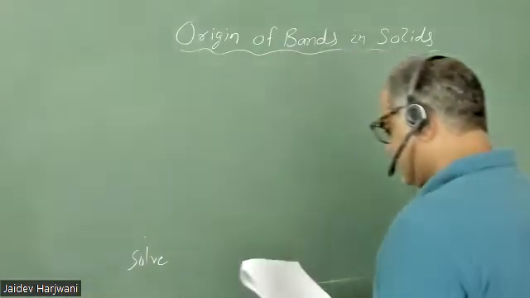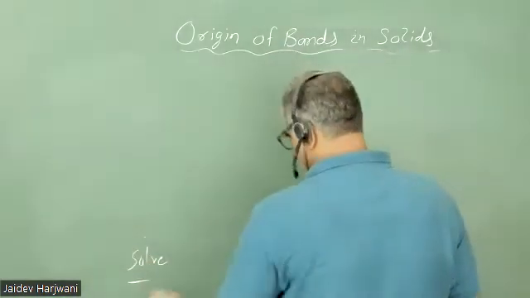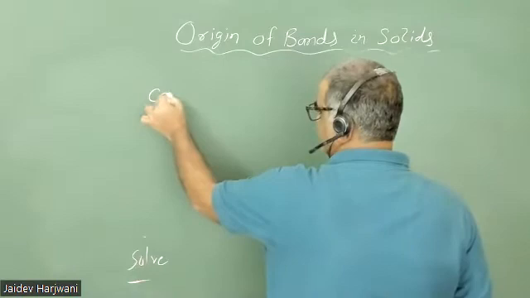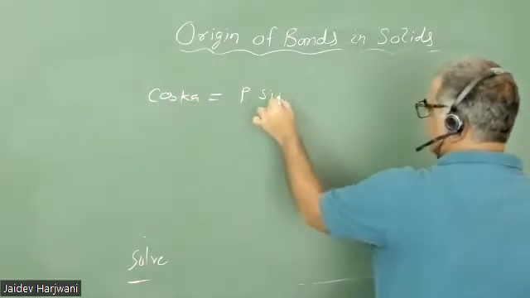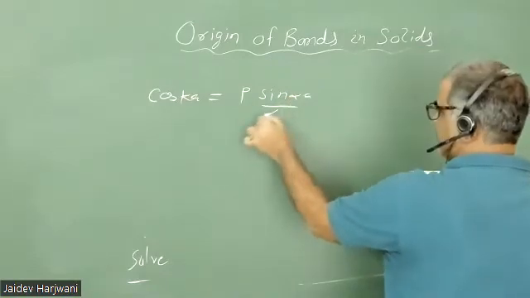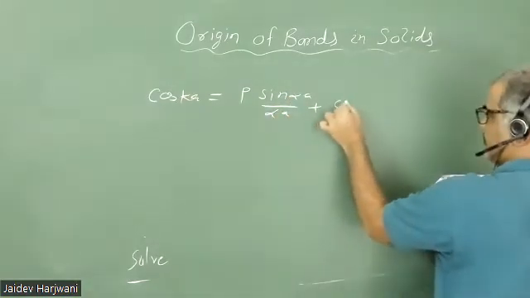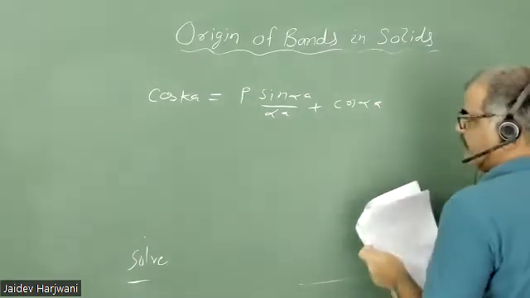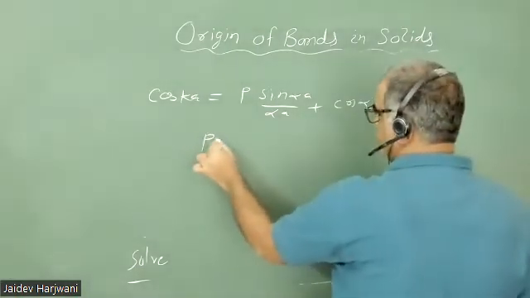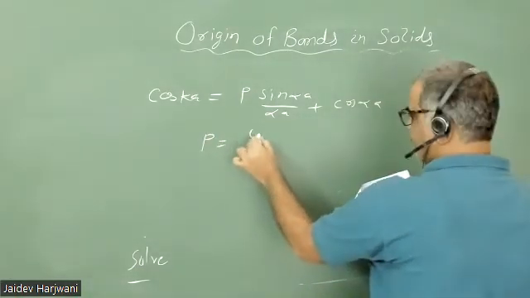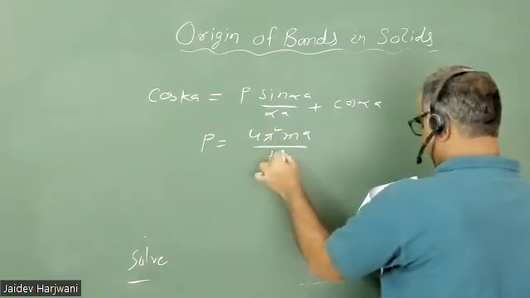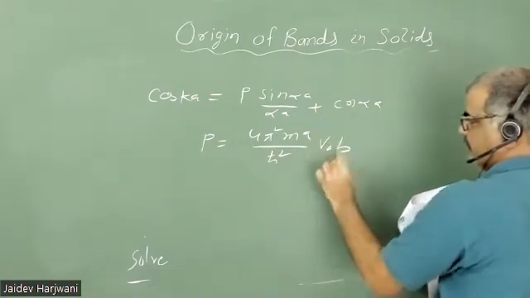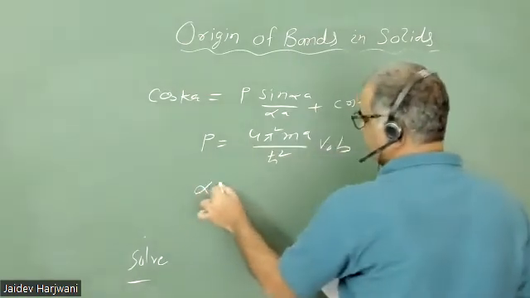So now when we solve this one, I get this kind of equation: P sin alpha a upon alpha a plus cos alpha a, where P is given by 4 pi square m a, you all know what m a is, and V0 b, and alpha you already know.